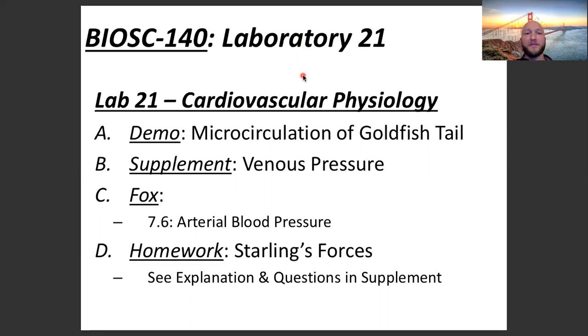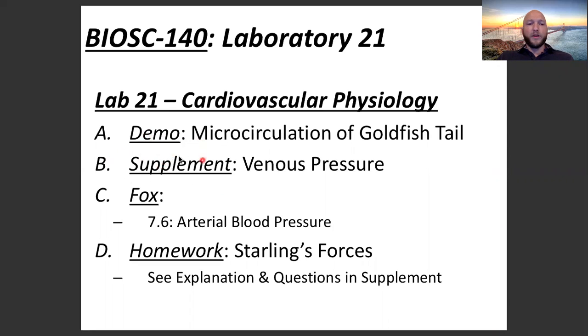This video is going to cover Laboratory 21, Cardiovascular Physiology Lab. This is on Lab Quiz 3 material. As with many of our labs, there are a few different components of this overall Lab 21. The first one I've actually mentioned before in this class in past lectures. It is the microcirculation of the goldfish tail demonstration.